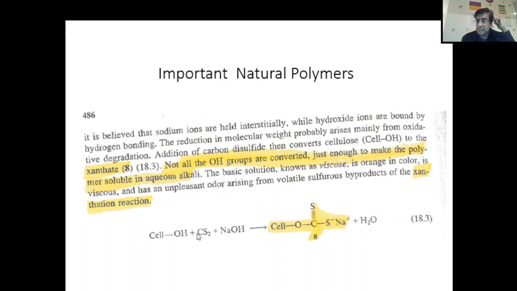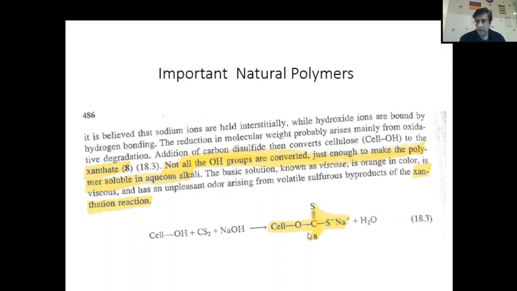So one of the C double bond S will break. Look here, this O is attacking onto the carbon. Here is a double bond, here is a double bond, so one of the double bonds breaks. That's how this O got connected with the C. The other double bond breaks in favor of S, because S is more electronegative than C. So S will leave with the negative charge, and this will be balanced with the sodium positive charge. And of course water is produced, which I already showed. So this is called xanthate or viscose.